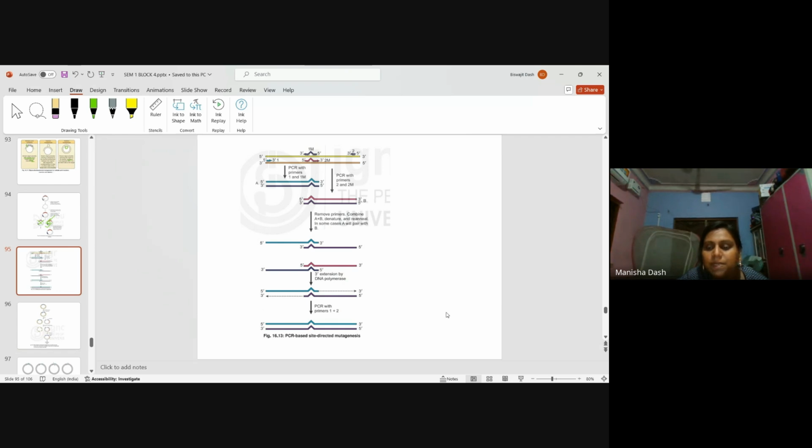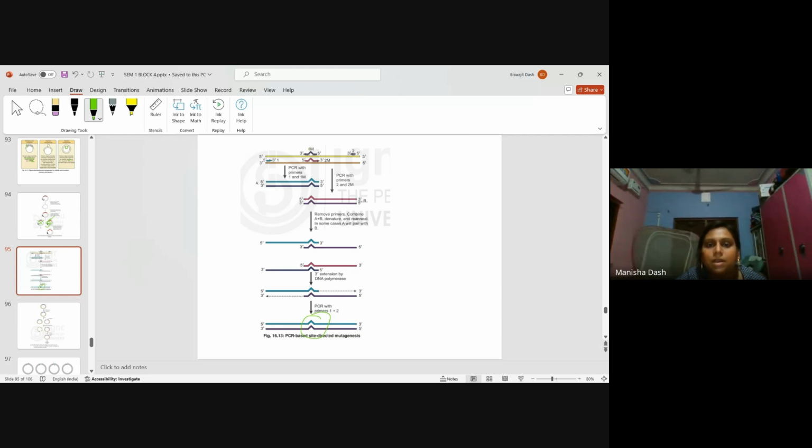So this is again the PCR based mutagenesis. PCR based mutagenesis means you will have PCR with two primers, one normal and one mutant. Means you will have the normal primer and the mutant primer. Then you will be removing the primers and combining A plus B, denatured DNAs. Then you can extend them, and this is the site directed mutagenesis. This is the site where a mismatch is present.